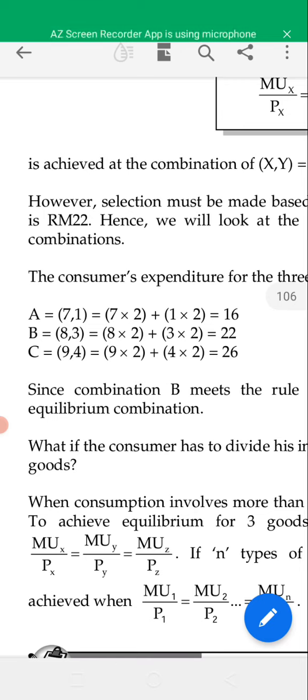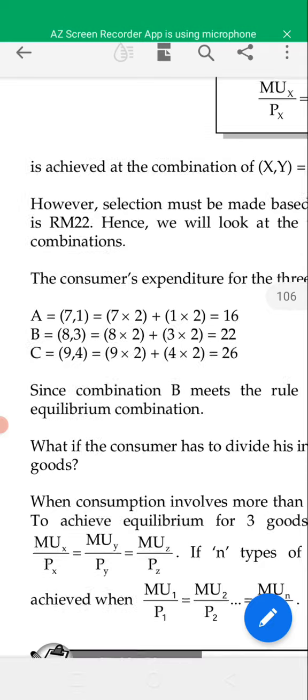Bundle B is 8x and 3y. So you multiply 8 by 2, which is the price of x, plus 3 times 2, which is the price of y times the quantity of y, and it is equal to 22. So that one remains to be our potential. When you look at C, it's 26 when you do that simple mathematics, which is above the consumer's income, meaning the consumer cannot afford it. So the one which the consumer here is going to choose is bundle B. Why? It is equal to 22. It's meeting the two conditions of consumer equilibrium. So I hope that was clear.